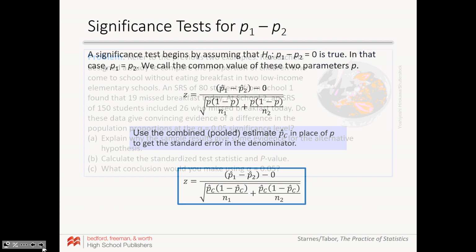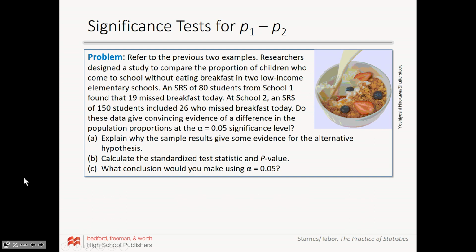All right, now we have our formula. Let's look at another example problem. Let's revisit this one. We're going to answer some different questions. Same idea about looking at students who come to school and don't eat breakfast. Part A, explain why the sample results give some evidence for the alternative hypothesis.